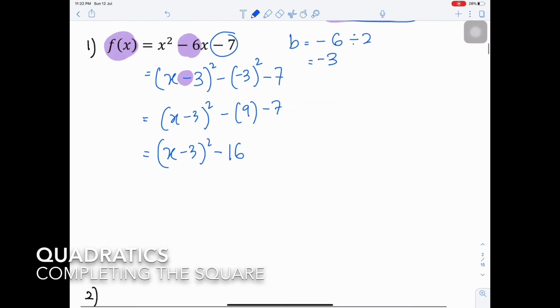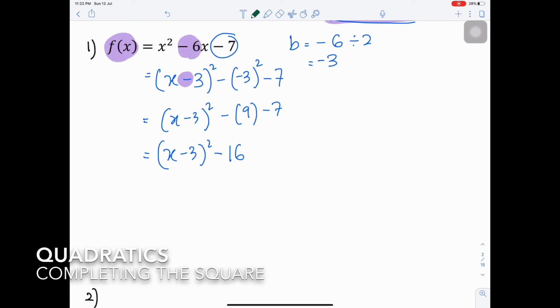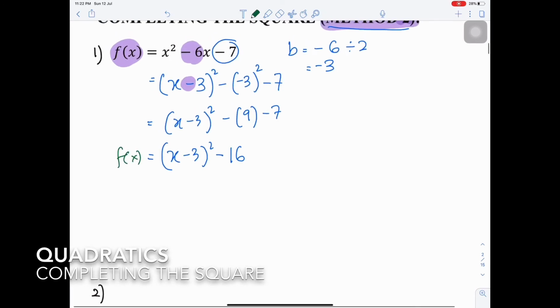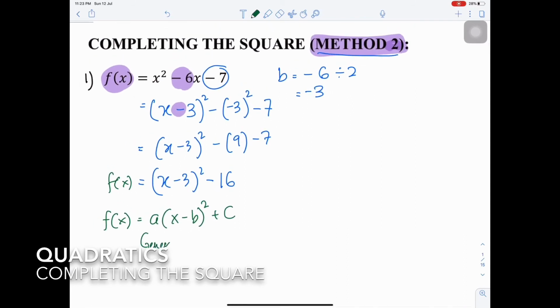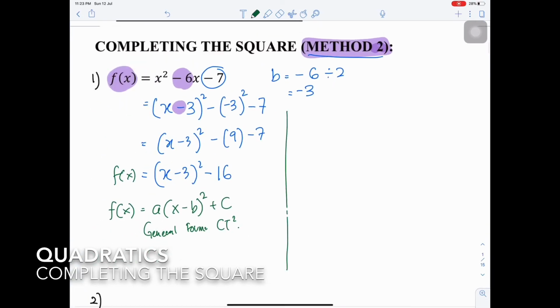So actually this is the general form of completing the square: a(x minus b) squared plus c. This is the general form of completing the square. Okay, so how do we solve?